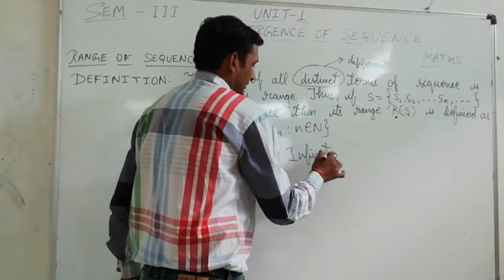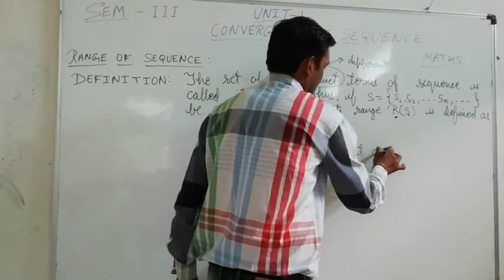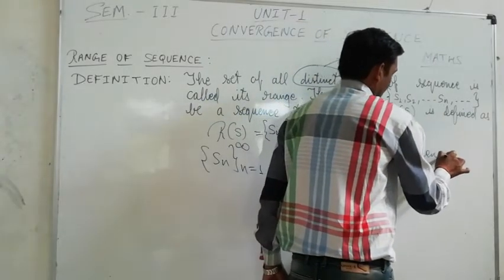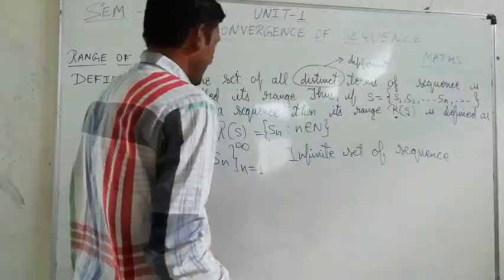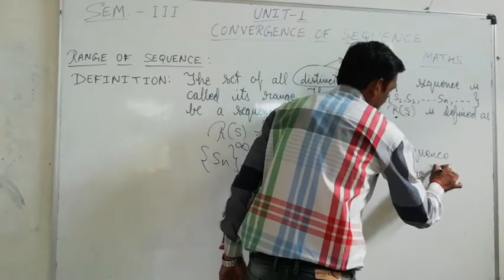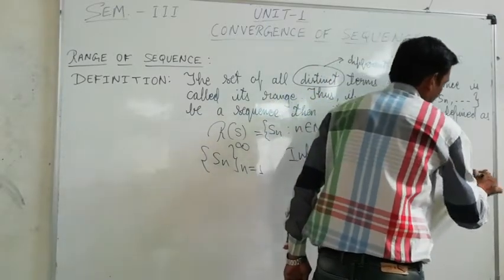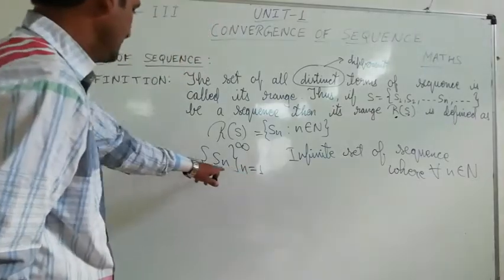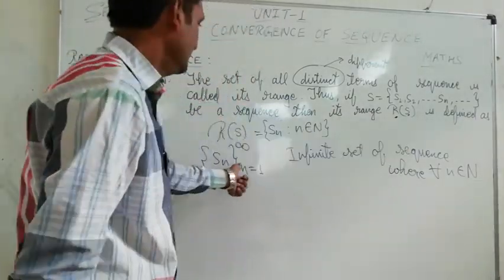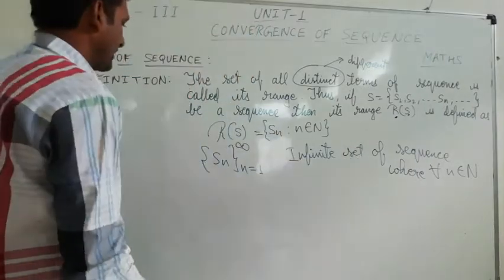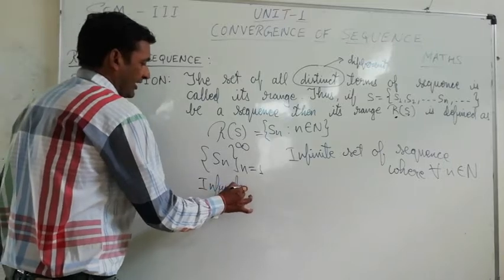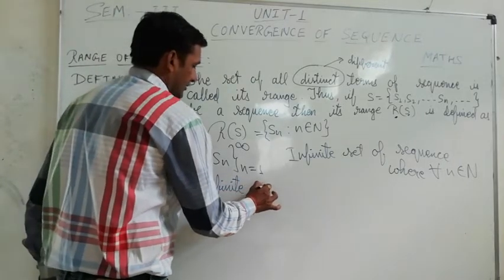Infinite set of sequence. It is called an infinite set of sequence because it is defined for all n an element of N. Here it is from n = 1 to infinity. For all n an element of N, it is an infinite set of sequence, or it may be known as an infinite sequence also.